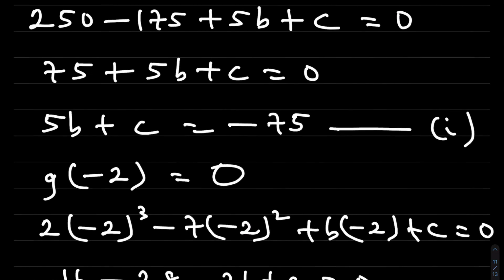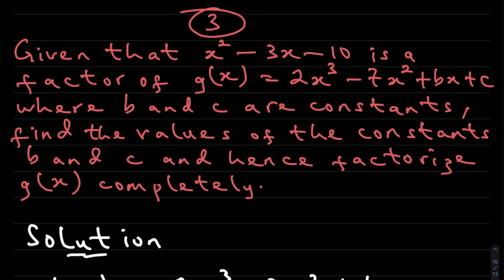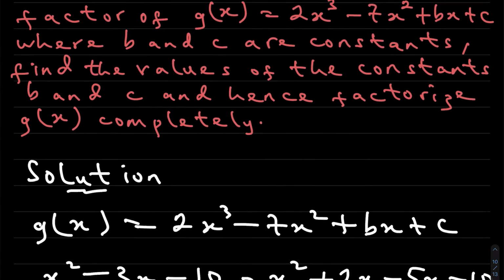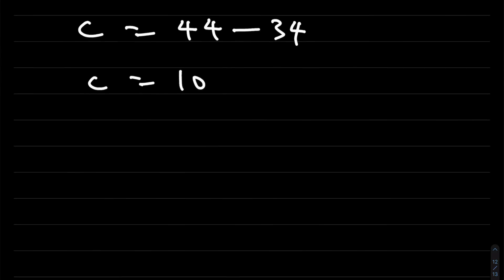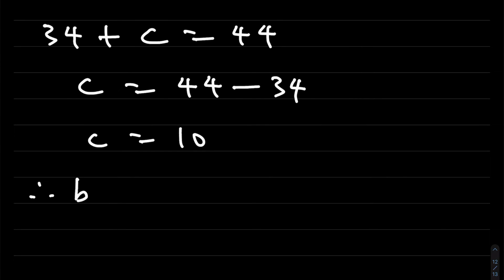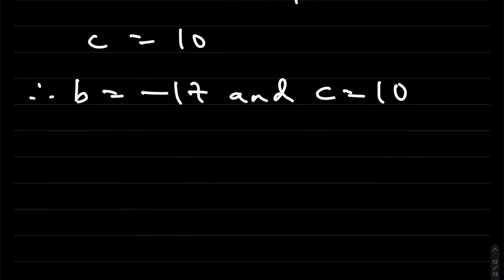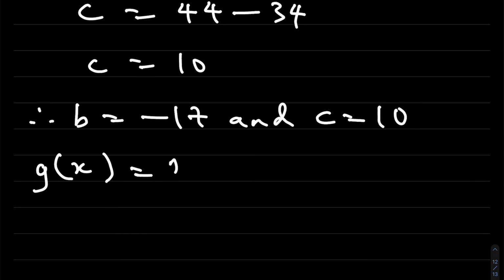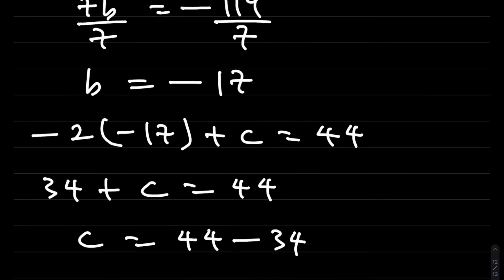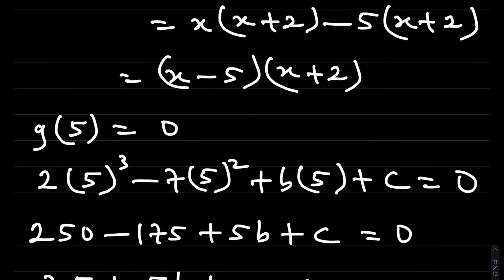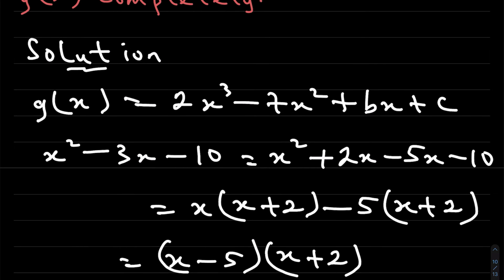Now what's the question? The question is find the values of the constants b and c and hence factorize g of x completely. Now we have found the values of the constants b and c. b equals minus 17 and c equals 10. Now how do we factorize g of x completely? We can write g of x in full now. g of x is 2x cubed minus 7x squared plus bx plus c.